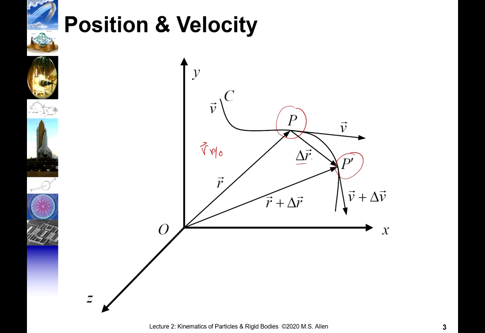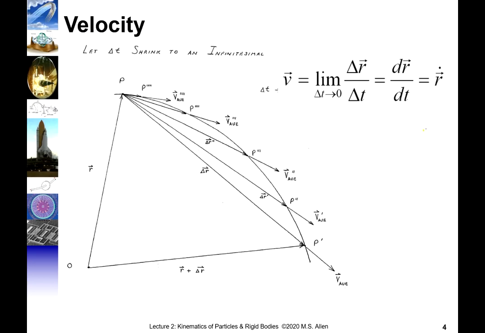And what you can see will happen is if we let delta t get smaller and smaller, then this vector will come closer and closer to the initial r vector. And eventually we can see that it becomes tangent to the curve. And that gives us the velocity. The velocity is defined as this change in position divided by a change in time. And notice we're being careful to point out that this one's a vector and this one's a scalar.